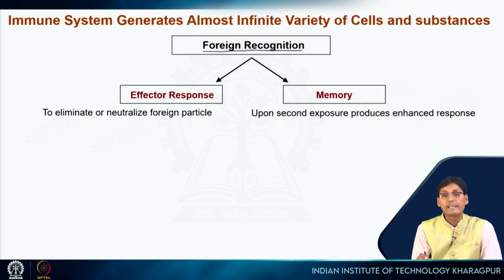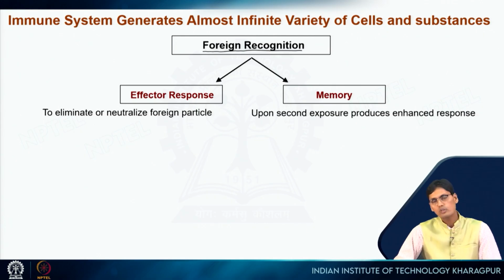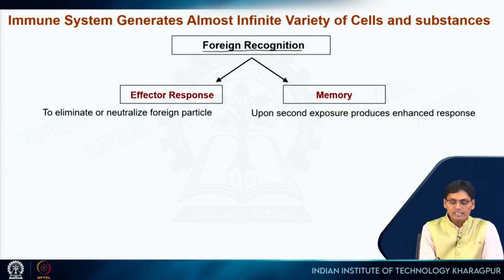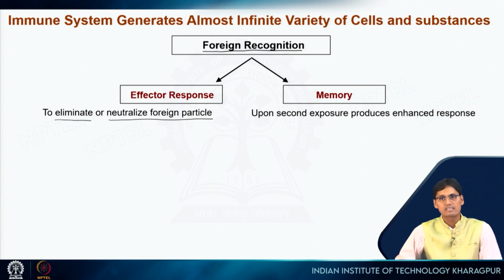First thing is foreign recognition. As I already mentioned, the immune system should work against the foreign stuff, right? Foreign pathogens, for example. And there could be two different types of response. One is called effector response, and the other one is called memory. Effector response means here to eliminate or neutralize foreign particles so that they cannot cause the disease. This is called effector function, mediated by our immune cells.